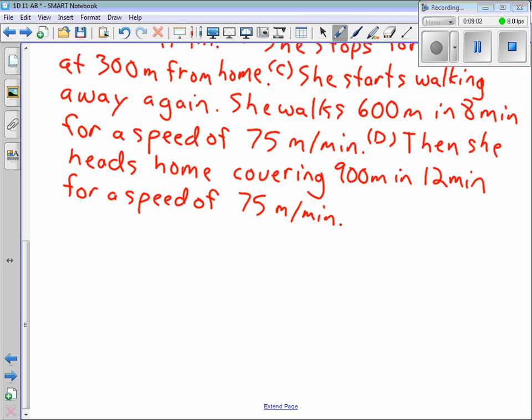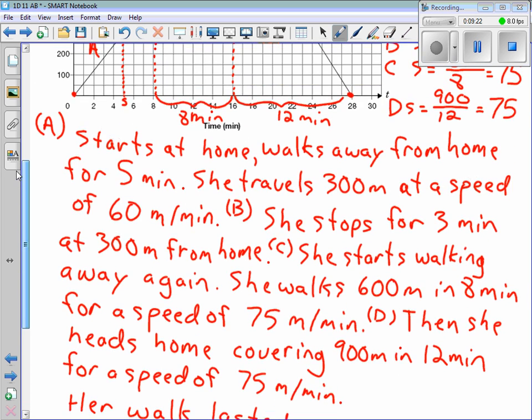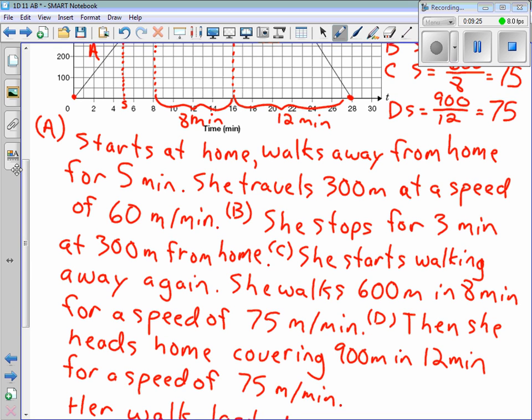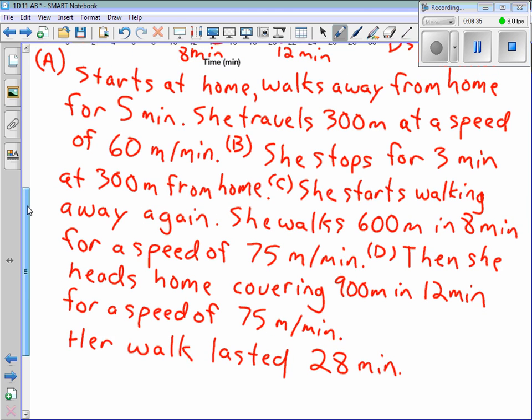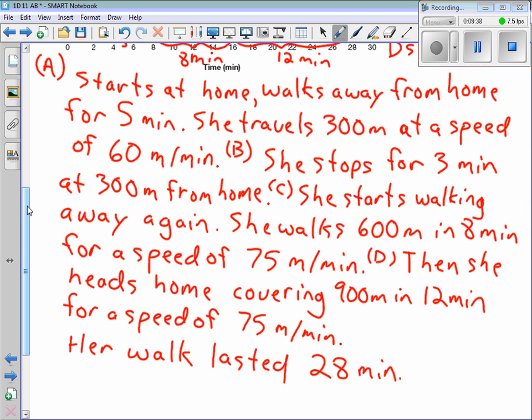Okay, and we're done. Basically, we've covered all 4 of those sections, A, B, C, D. We might add one statement at the end summing everything up. We might say something like, her walk lasted, what's the total time it took her? She made it back home. She left at 0 and made it back home at 28 minutes. So her walk lasted 28 minutes. And there we go. We've written a little story summarizing her entire walk with all of the information asked for.